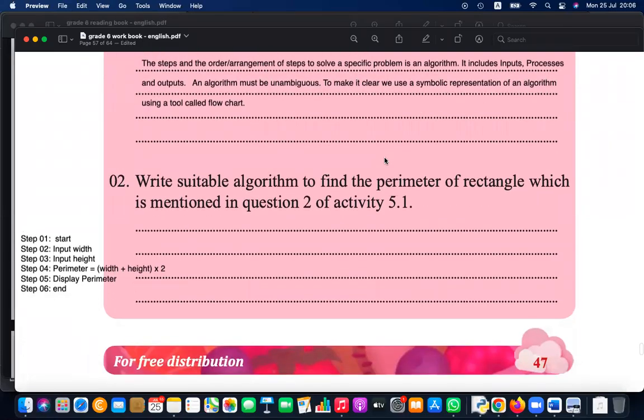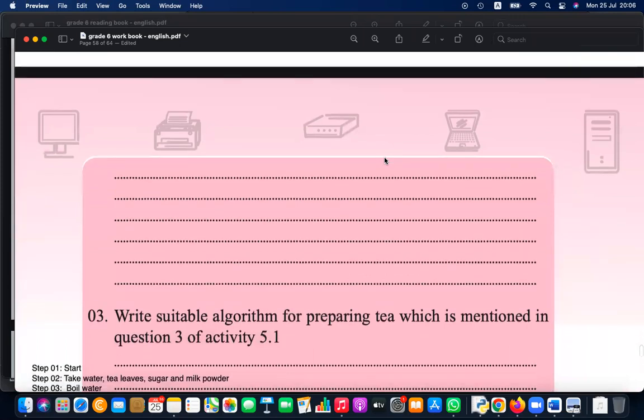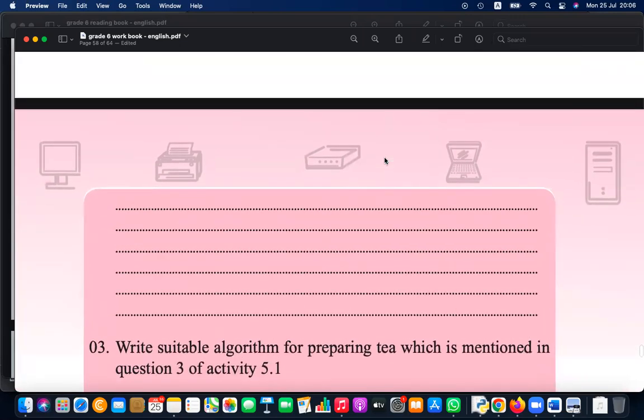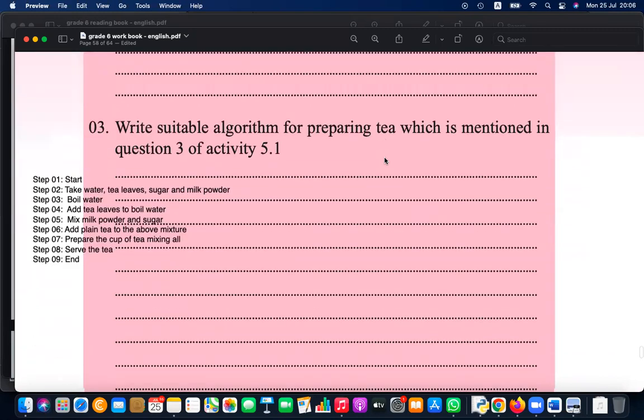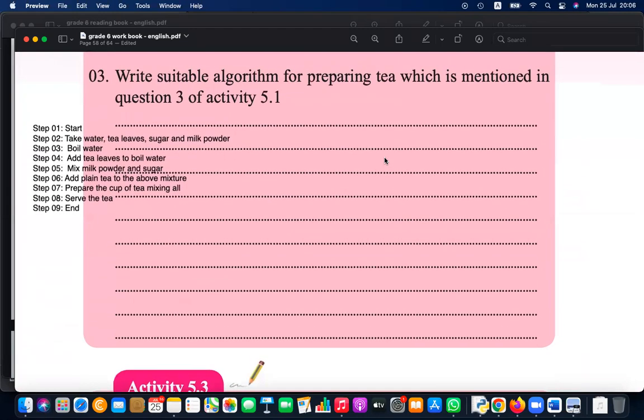So then the next question. Write a suitable algorithm for preparing tea, which is mentioned in question number 3 of activity 5.1. So this is easy, therefore no need to write down this. You can also write it by just looking at these activities. Start, take water, tea leaves, sugar and milk powder, then boil the water, add tea leaves and the boiled water.